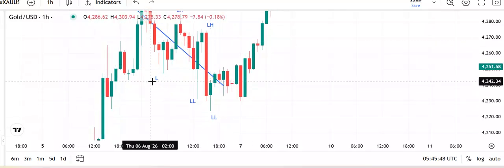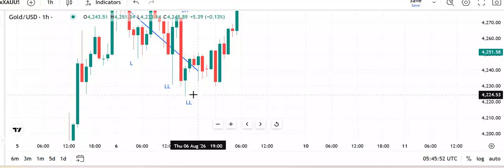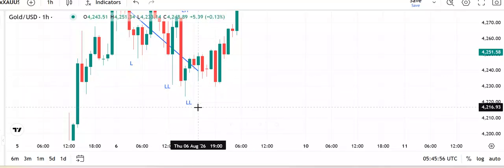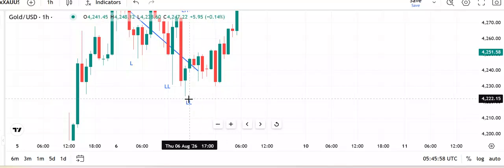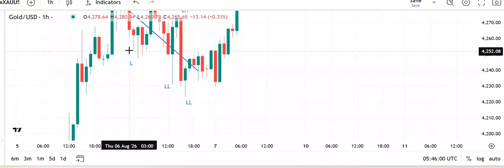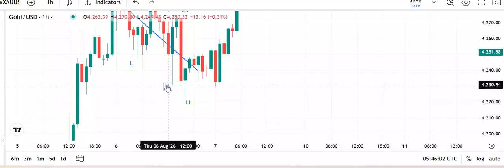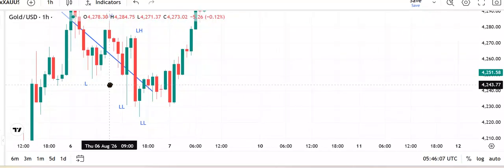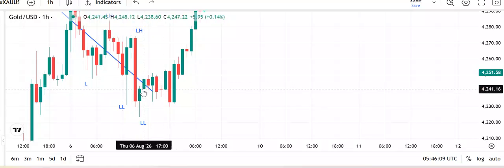So we have low, lower low. This low is lower than this low. And we have another lower low. So there's no other lower low here. So this will be our external lower low. While this previous lower low is still within the leg. So this will be our internal low, internal low. Then 1, 2.